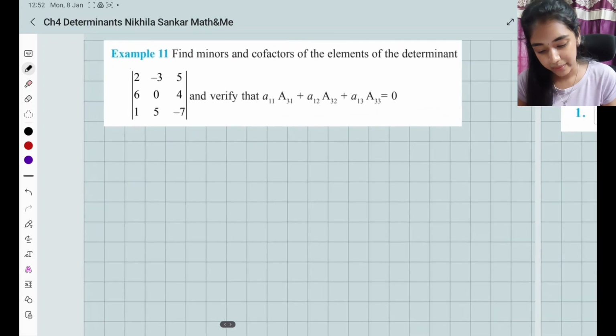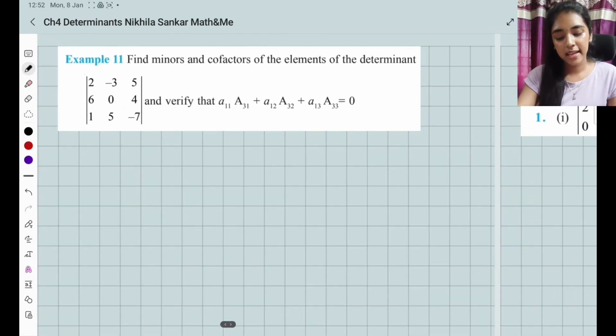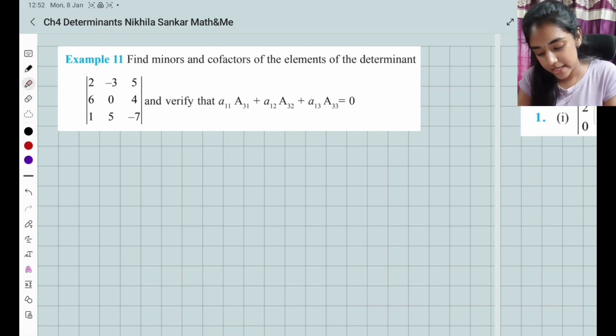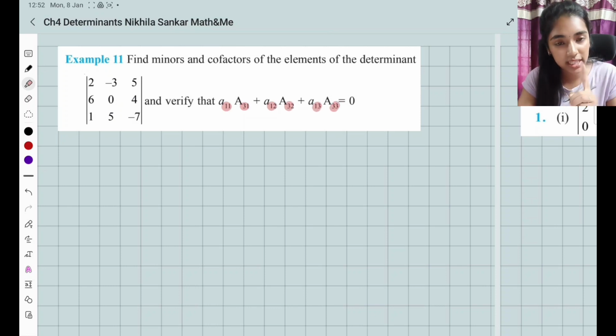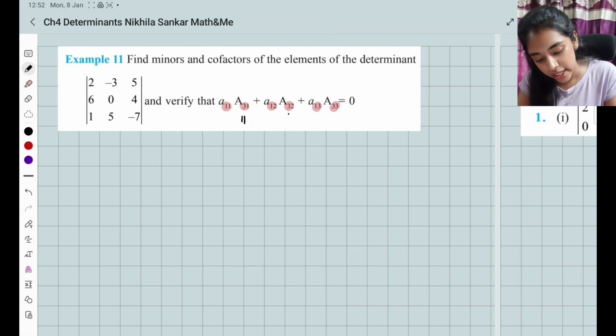Now, example 11. Find the minors and the cofactors of the elements of the determinant and verify that A11 A31 plus A12 A32 plus A13 A33 is zero. Basically, here there is 1 and here 3, here 1 and here 3. So, they are not equal. We saw a similar remark earlier, so remember this: only if the entries in these places are the same, 1, 1, 1, will the determinant not be 0. So, you have to prove that this is going to be 0.